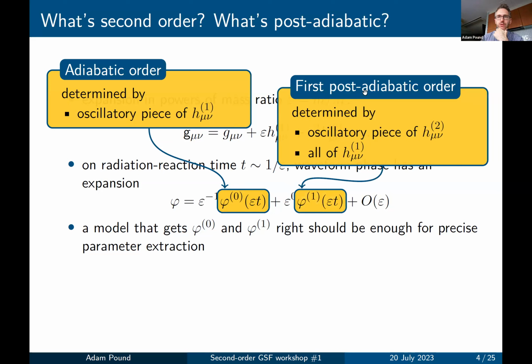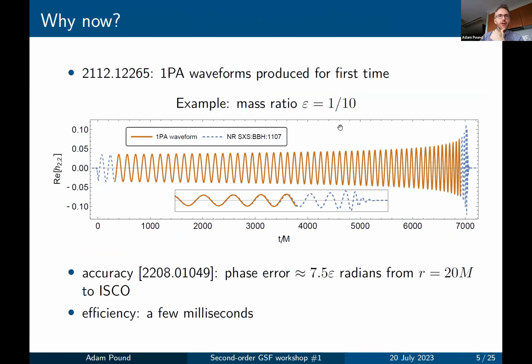Then this next term we call first post-adiabatic order, or 1PA. So adiabatic is 0PA, and first post-adiabatic is 1PA. Well, this is determined by the oscillatory piece of H2, just like the 0PA term was determined by the oscillatory piece of H1. But you also need the entirety of H1 now. You can't get away with ignoring any part of it. So we often interchangeably refer to second order and 1PA, second order or first post-adiabatic order. That's because we solve the Einstein equations through second order to get 1PA approximation to the waveform phase. Okay, so that's what we're talking about. We're talking about generating waveforms at 1PA order by solving the Einstein equation at second order.